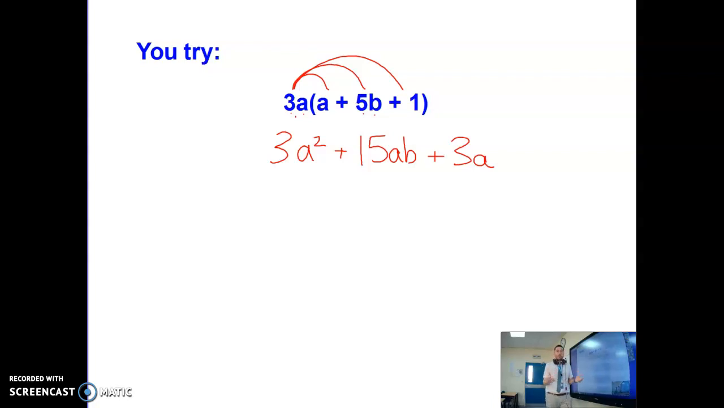Okay, I suggest you go away, do a lot of practice on this, get into the habit. But what I will say is draw these lines. Remind yourself, I've got to multiply by every single term. The most common mistake I see is people multiply the first term, think they're done and finish. Okay, take your time, multiply every term.